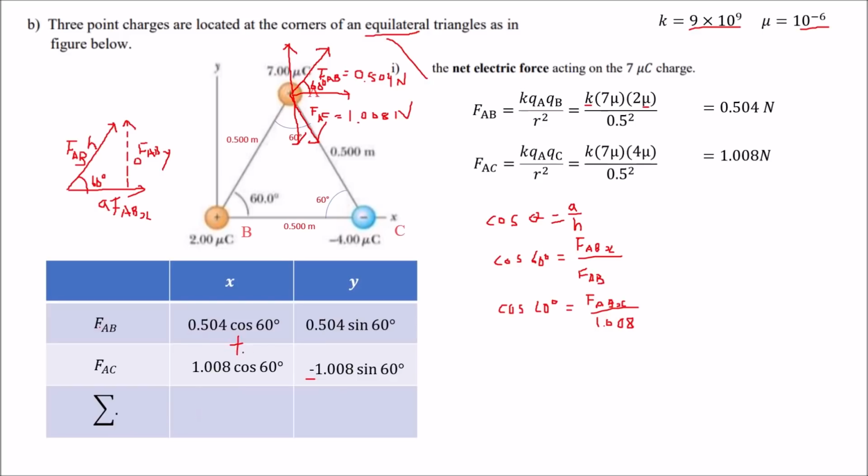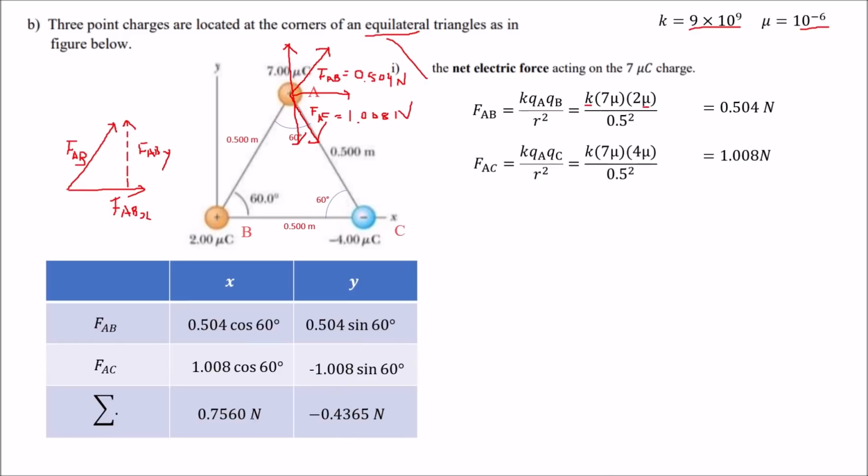Just this one plus this one plus this one, and you get the answer: 0.7560 Newton and negative 0.4365 Newton. So this actually means that the final force will have the X component here, and the Y component over here. If we combine these two, the force will actually be acting to the right bottom side.